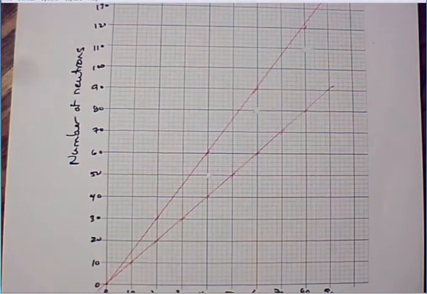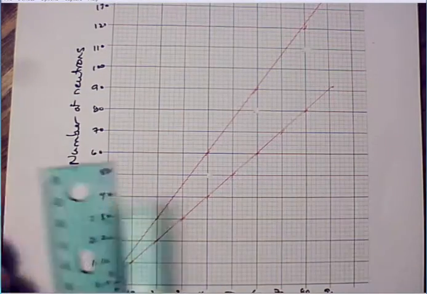Can I get up 30? No, over 20, up 30. So that's right there. That one's right.